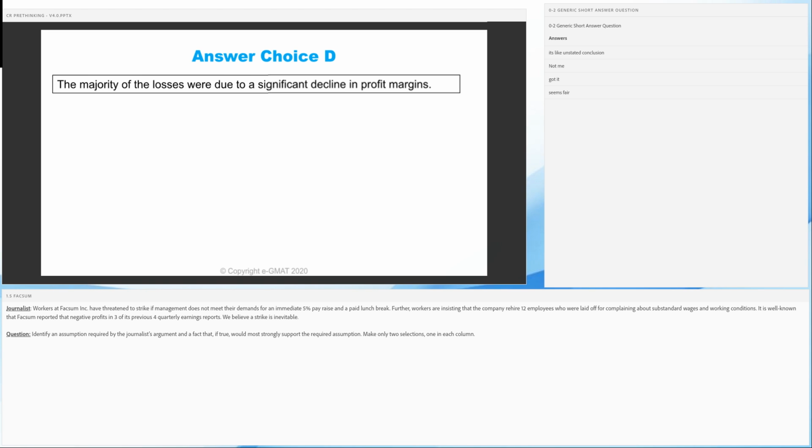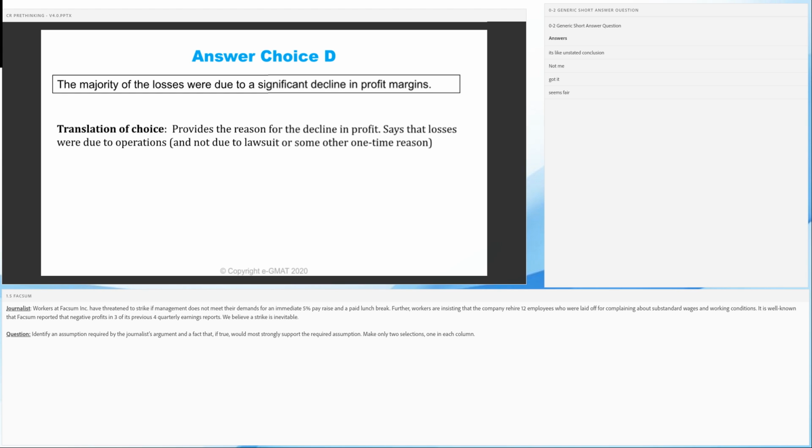Okay. Decline in profit margins. What does that do? Okay, not an assumption. Why the losses were, that's something that again we can't really say. What it says is the losses were due to a decline in profit or operational losses. In other words, it's not a one-time expense. It's something that's a consistent expense.